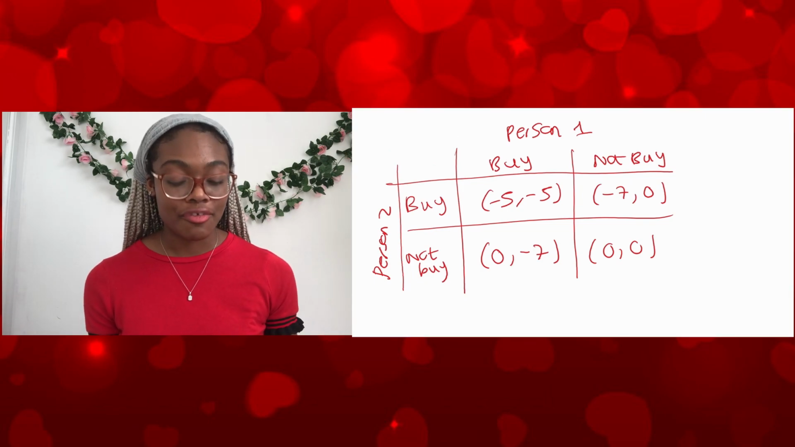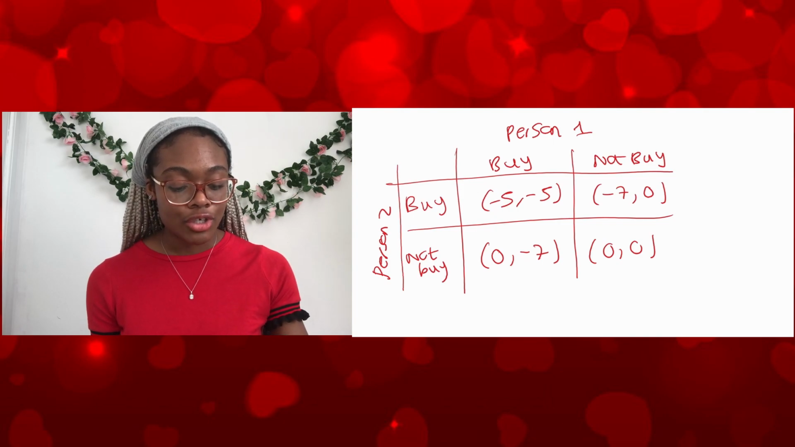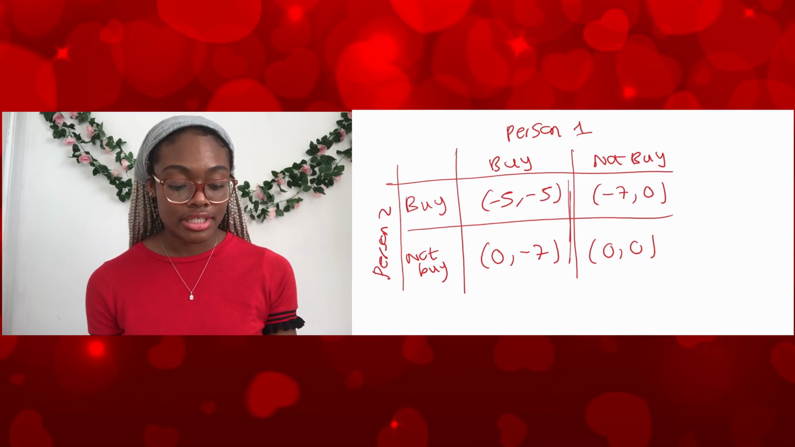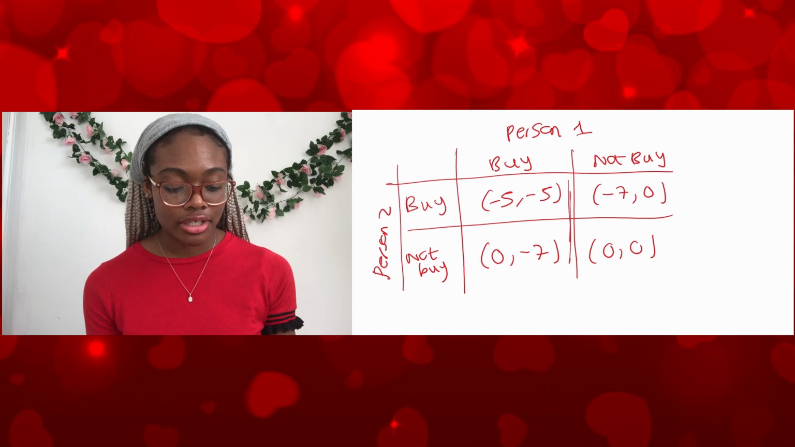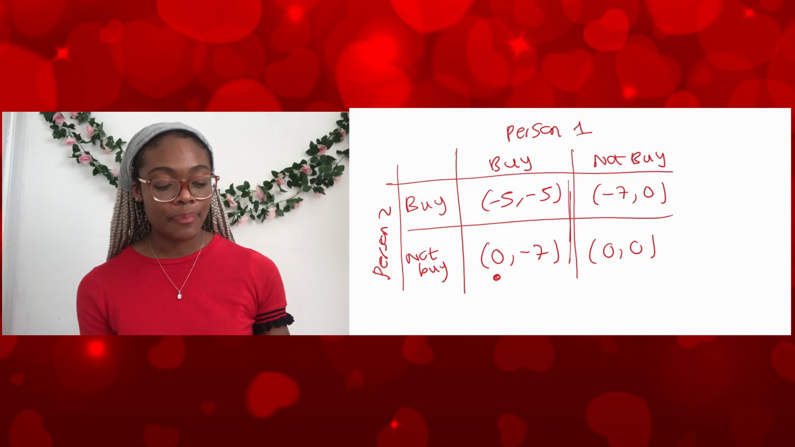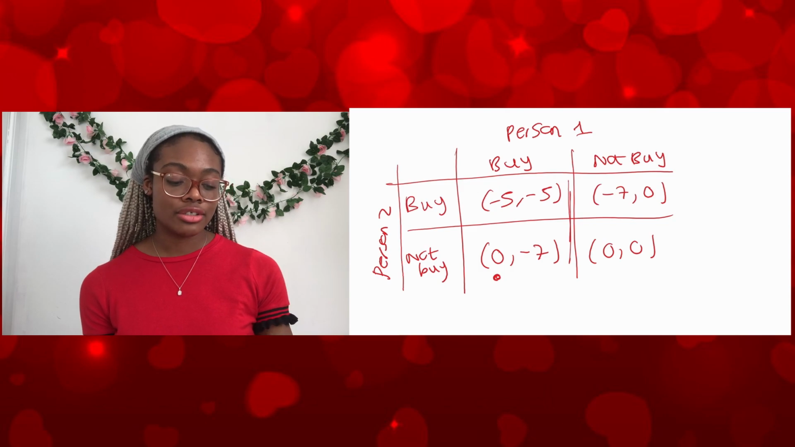So for example, if person two thinks that person one is going to buy them a present, they have an option in this column here to either buy or not buy. So they're left with -5 or 0. So they're going to go with 0 because 0 is greater than -5. So they're going to be here. So if they think person one is not going to buy, they're left with either buy, which would give them -7, or not buy, which would give them 0. And obviously 0 is greater than -7, so they would be here.